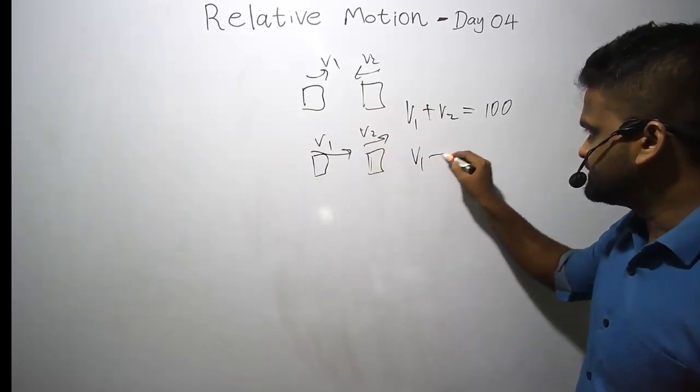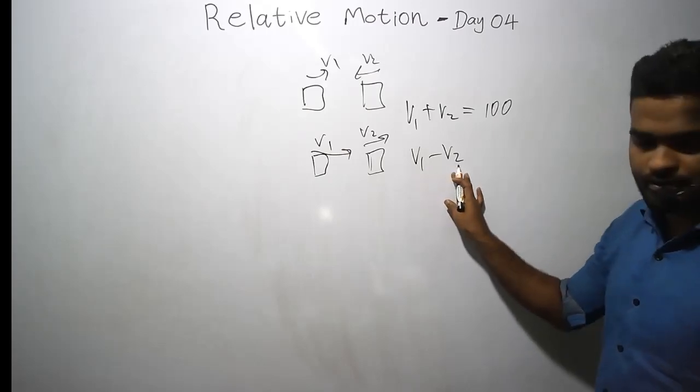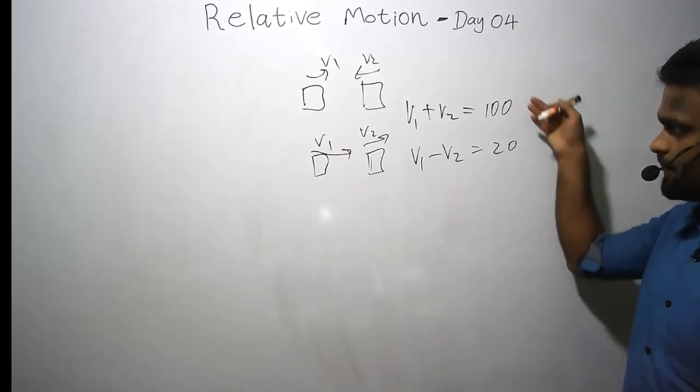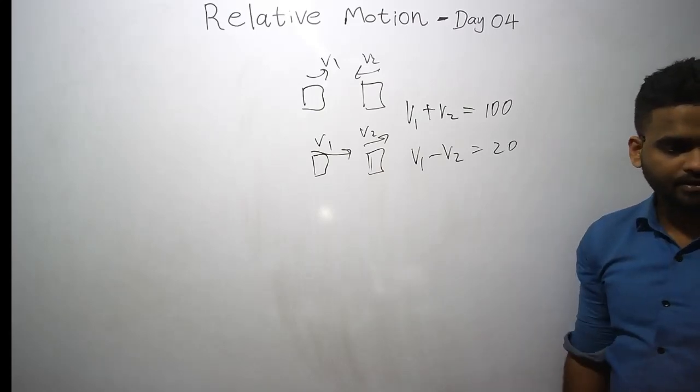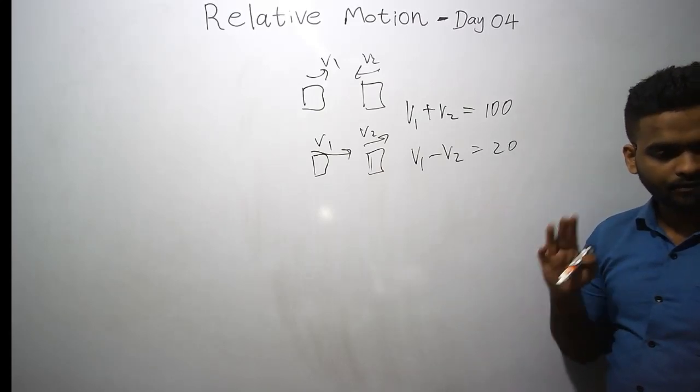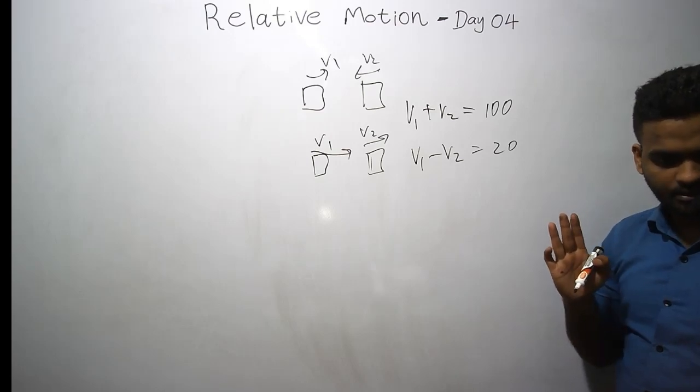So the minimum velocity should be v1 minus v2. They have given a value as 20. Then those are two simultaneous equations. Simplify these two, then you can get the answer. If you have any problem, please send me in the chat box, okay?